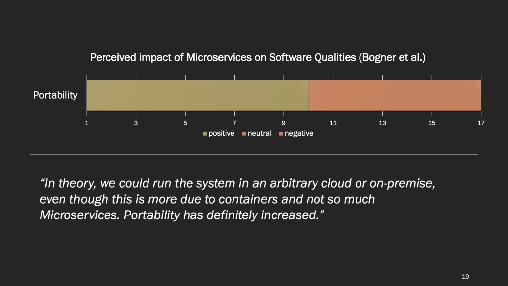So in theory, we could run the system in an arbitrary cloud or on-premise, even though this is more due to containers and not so much microservices. Portability has definitely increased. Adapting and replacing modules were also often reported as improved, but not necessarily for all the modules and for the entire system.